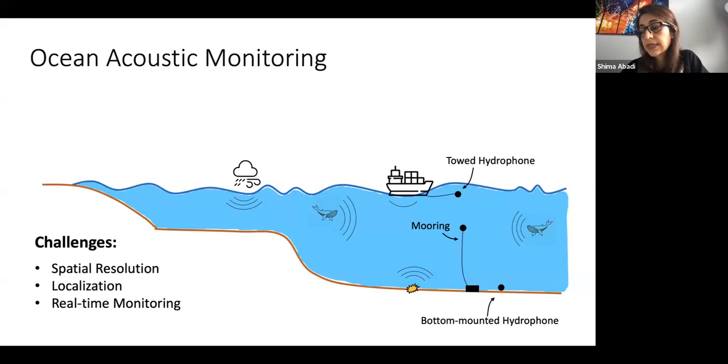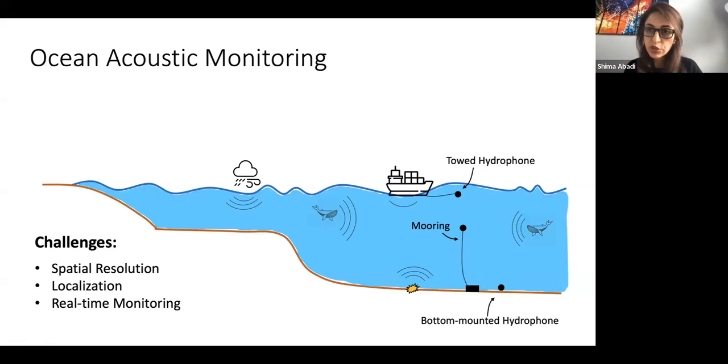So in ocean acoustics, typically when we want to measure data, we deploy hydrophones underwater. Hydrophones are typically like microphones that operate underwater. We can have different configuration of hydrophones. We can have a towed hydrophone towing behind either a vessel or a glider. We can have hydrophones on a mooring at different depth. We can have hydrophones on the seafloor, like bottom-mounted hydrophones.